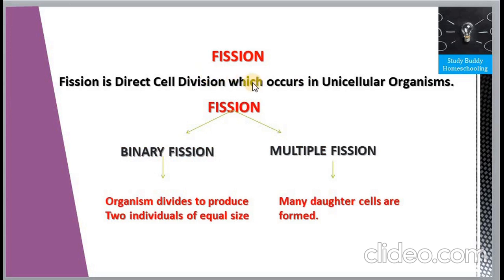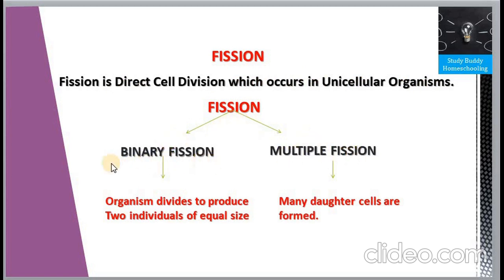Fission. As the name suggests, it is direct cell division which occurs in the unicellular organisms. This fission cannot occur in multicellular organisms because there are too many cells. It's very difficult to control the process. So fission is much easier in the unicellular organisms. So this fission is again divided into binary fission and multiple fission.